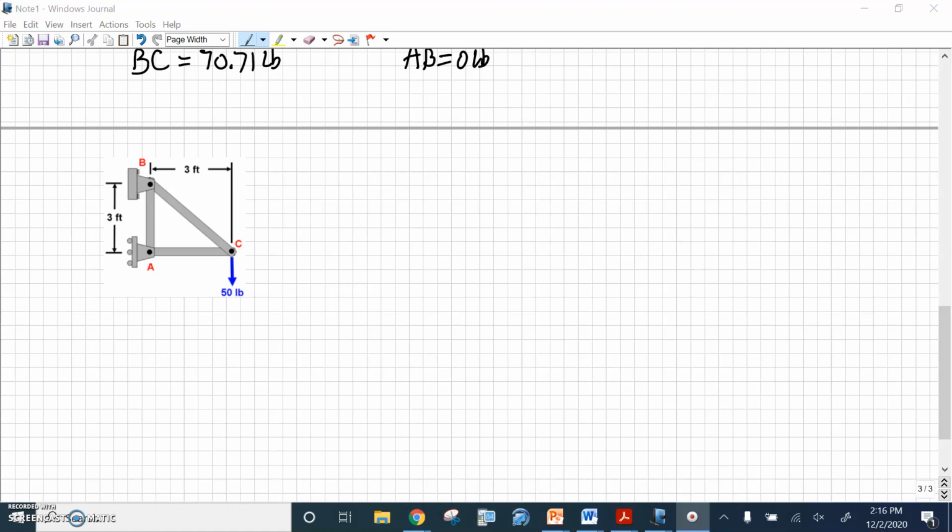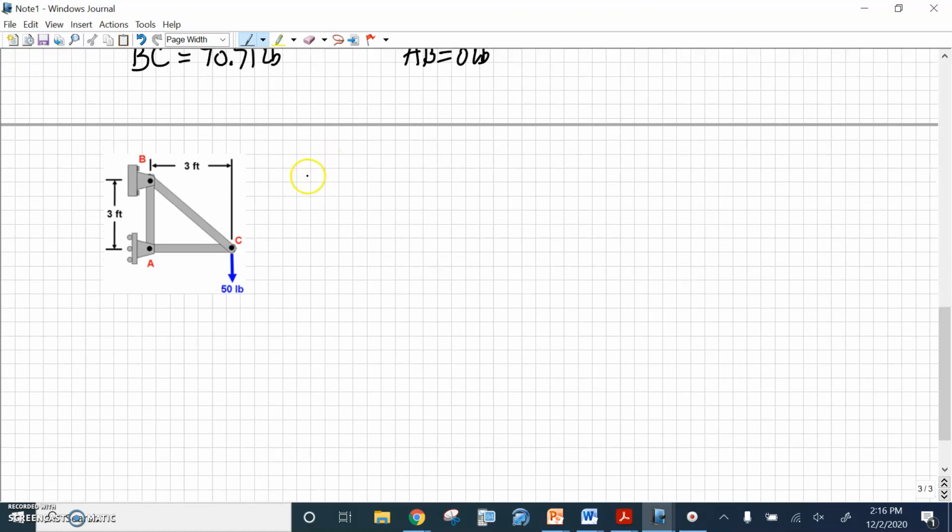Really all we have left should be short and sweet here. We just need to find member AC internal loading. What we're going to do with this method of joints is draw the same idea like we did last time, the free body diagram, but instead of the FBD at B, we're going to do it at joint A. So I'm going to call this M of J, method of joints at A.